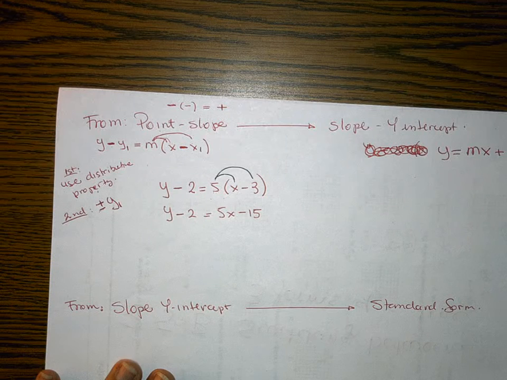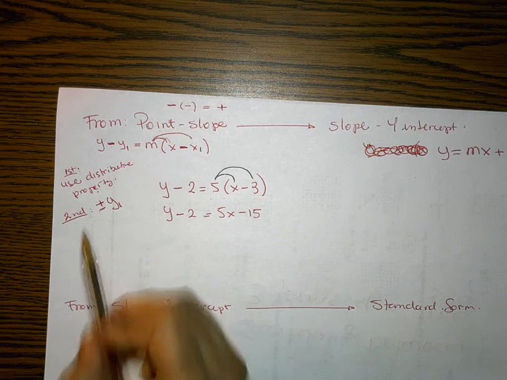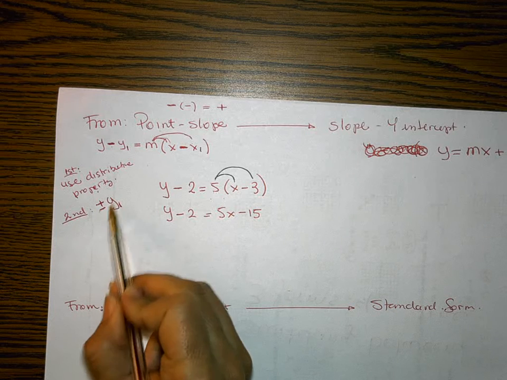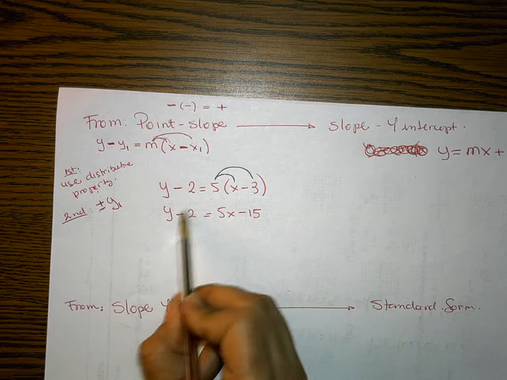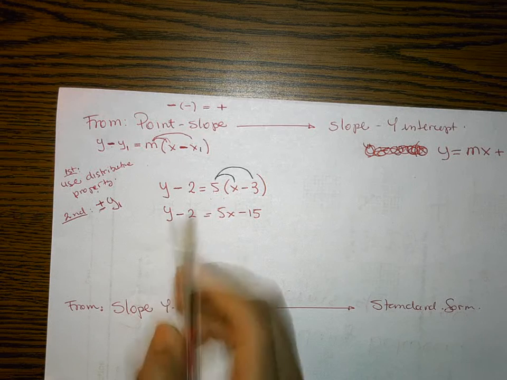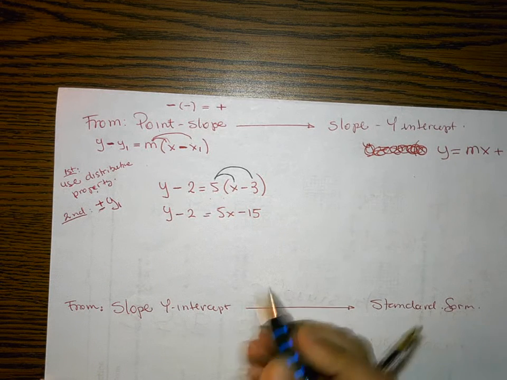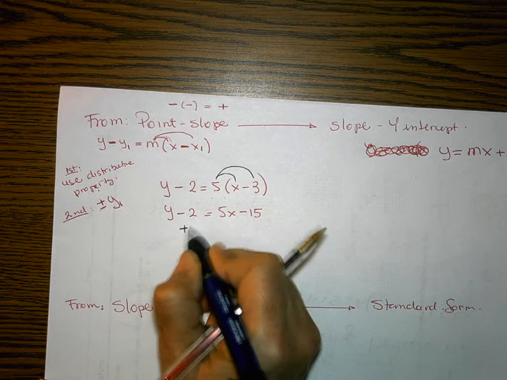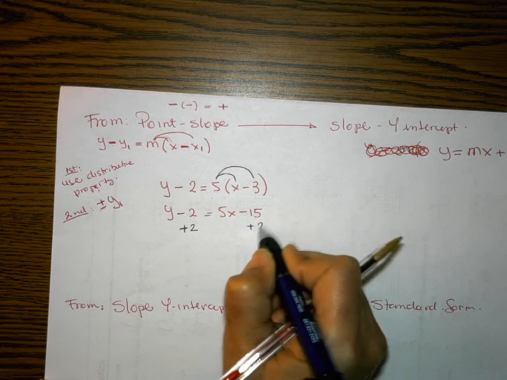And now the last thing is either add or subtract, depending on what is given, your y1 value. Here's my y1 value right here, because this is part of my formula. So I need to do the opposite of what is done here. If I have a negative 2, I need to add a 2 to both sides. Whole numbers with whole numbers right here.